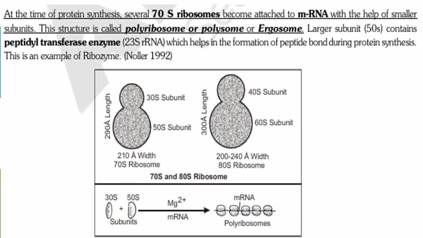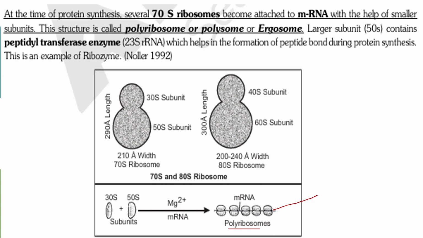Now let's learn more about ribosomes. So we will look at the process of translation. What is translation? Translation is a process through which protein is synthesized with the help of mRNA. So at the time of protein synthesis, 70S ribosomes become attached with mRNA. As you can see here in the diagram, this is mRNA and there are multiple ribosomes attached to it.